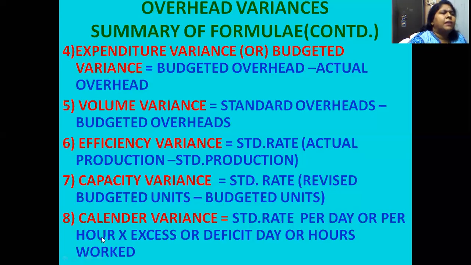And the last one is calendar variance. How to calculate the calendar variance? It is the standard rate per day or per hour into the excess or deficit days or hours worked. We need to calculate by comparing the actual working days or excess working days, if it is given in the problem. For example, if 25 days is given for a month, but they worked for 27 days, we need to compare this excess or deficit days or hours worked, with the standard rate per day or per hour, to calculate the calendar variances.